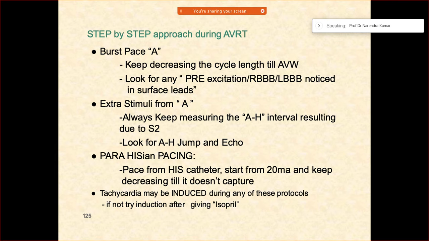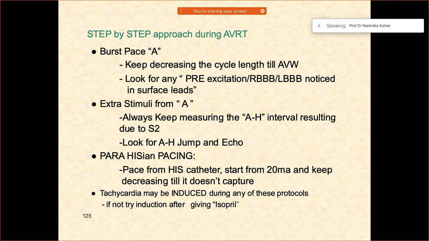And then, as I already said, whenever you're pacing from the A, keep on looking for the AH jump and also the echo beats. Because if they are AV nodal echoes, they are the ones which will be characteristic for the AV node. So parahisian pacing is another important thing.